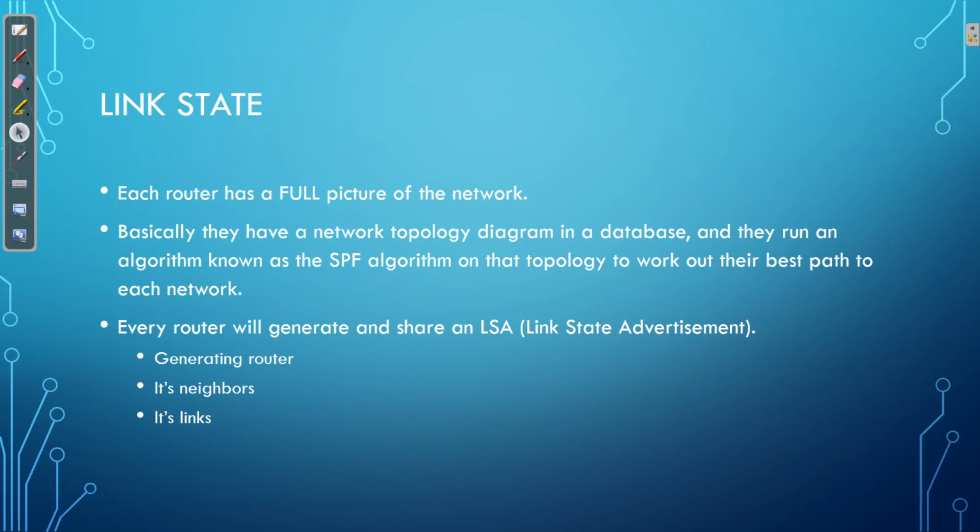Now, all I need to do is look at my network map, look at that picture of the network and work out, to reach this network, which best path do I have? I can go via this guy, I can go via that guy, but wait a minute, this path is my best path to reach that network.